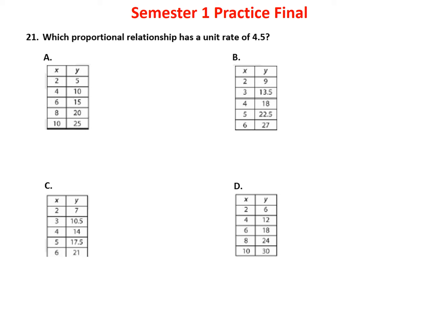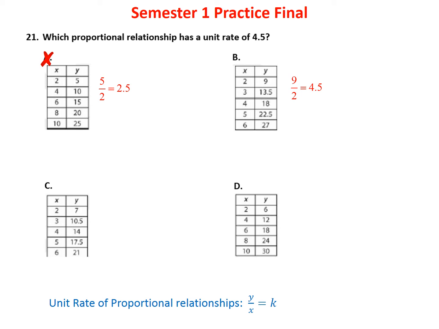21 states, which proportional relationship has a unit rate of 4.5? First thing we realize is that for a unit rate of proportional relationships, we take the y and divide it by the x, and it'll be a constant, as we saw in an earlier problem. We want to find which one has a ratio of y to x of 4.5. So we start with A. We take the first line, 5 divided by 2 is 2.5, so that is not 4.5. Okay, so that one doesn't work.